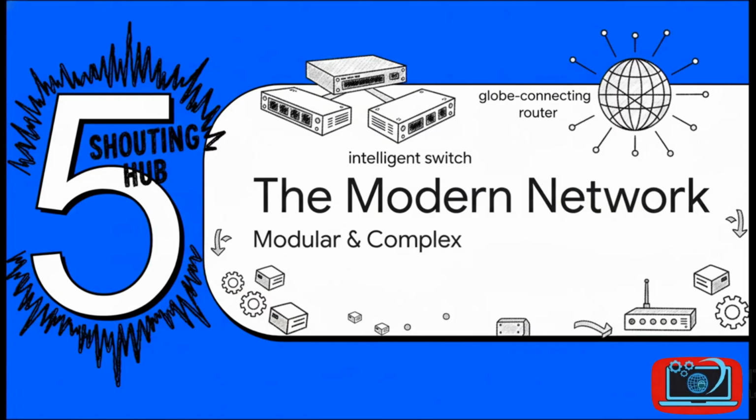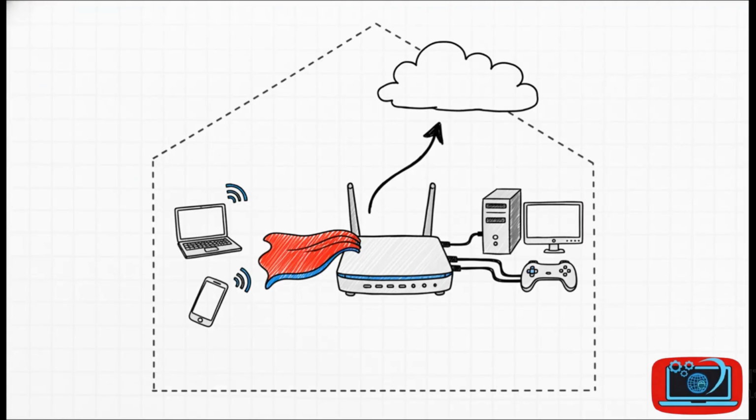All right, so we've covered a lot of ground. We went from that chaotic, shouting hub to the smart switch and then to the globe-trotting router. But here's the thing. This isn't just theory for big corporate networks. This whole evolution of hardware, it's all happening inside that little Wi-Fi box sitting in your living room. Seriously, that one device is actually a switch for all your wired gadgets, a router to connect you to the internet, and a wireless access point for your phone and laptop. It's like the quiet, unsung hero of your entire home network.